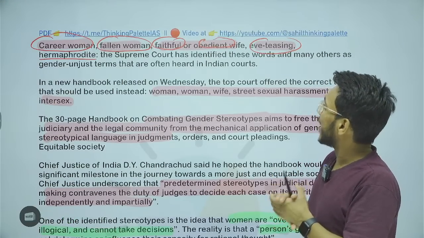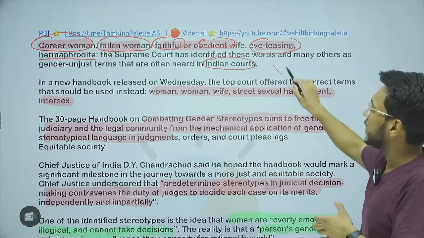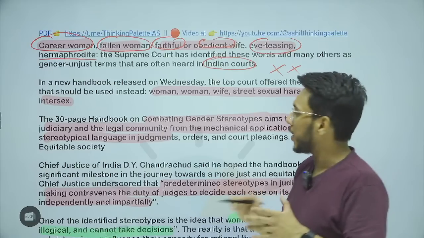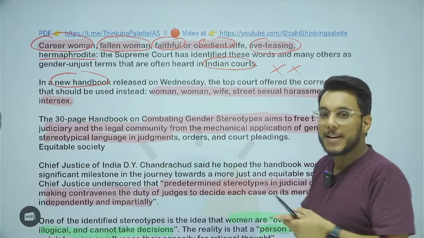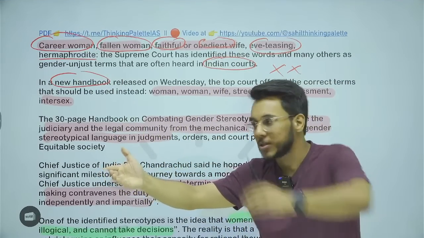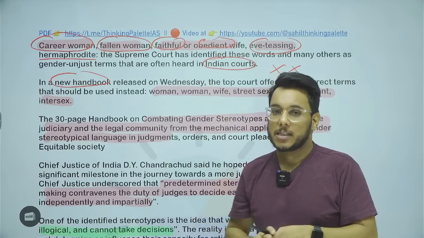So the Supreme Court has identified that these words are often used in the Indian courts. Now, these words should not be used. And for that, the Supreme Court has come out with a new handbook which defines the terms that will now not be used in the courts, and these terms will be replaced by new terms. That has been provided.